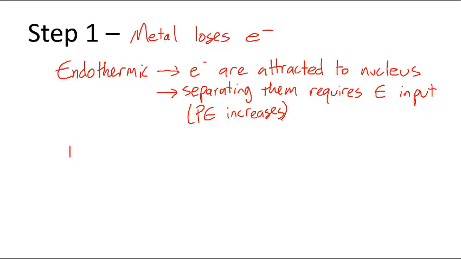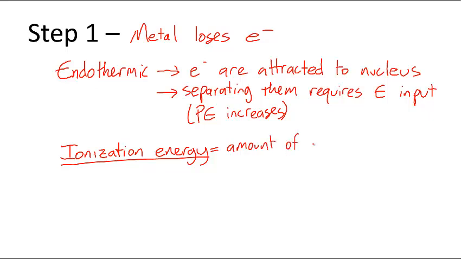And we actually have a name for this. How much energy does it take to pull an electron away from something? Ionization energy. All right, so we call this ionization energy.